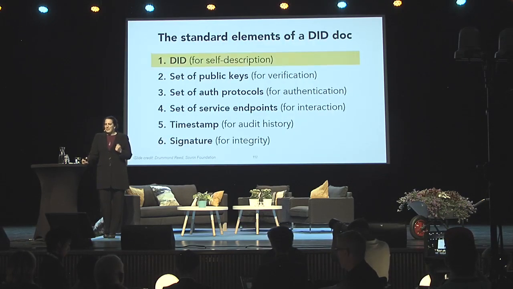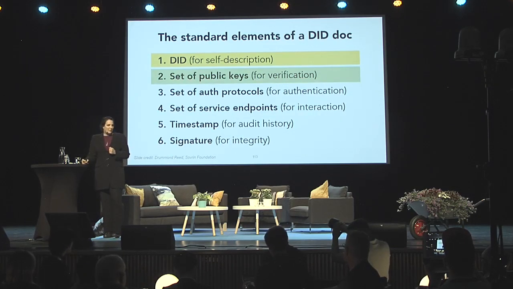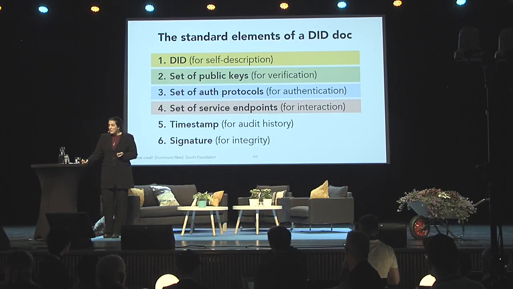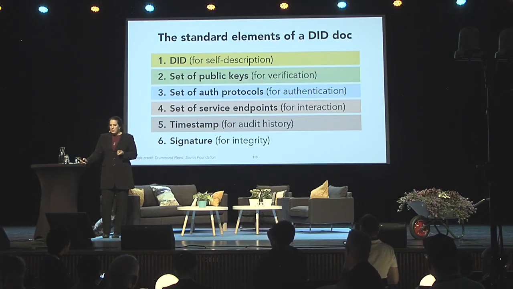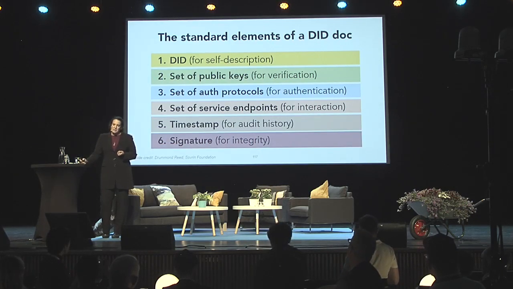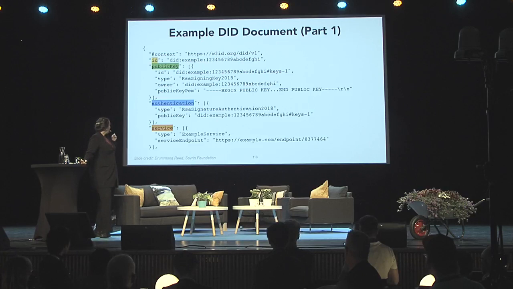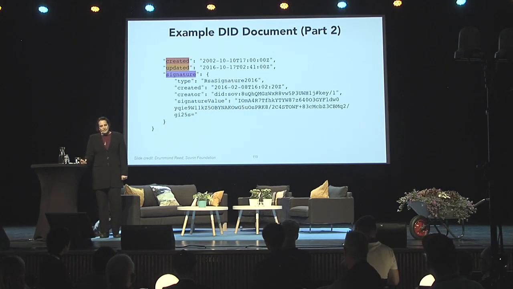So the first part, the DID itself is contained in this document. There's a set of public keys to verify the ownership of the DID, a set of authentication protocols to check that you are the owner of it, a set of service endpoints to interact with it, so you could send messages, a timestamp for audit history, and a signature for integrity. So this is what it looks like. I've highlighted the pieces I just described: the ID, the public key, the authentication method, and the service. And the data is created, updated, and the signature.